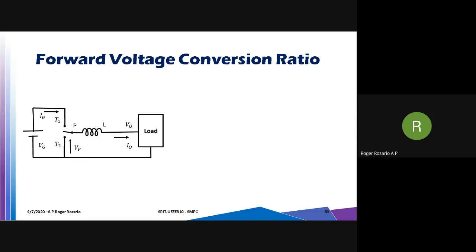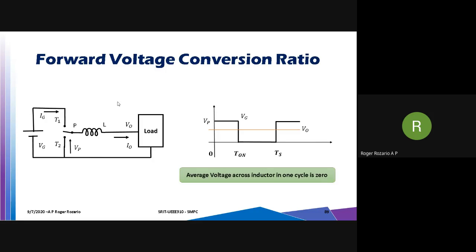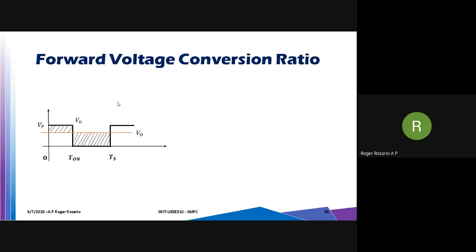So the forward voltage conversion ratio is evaluated based on the principle that the average voltage across an inductor in one cycle is 0. What I've written here: the average voltage across the inductor L over one cycle is 0. So this is the inductor voltage waveform. The average voltage across the inductor in one cycle is equal to 0.